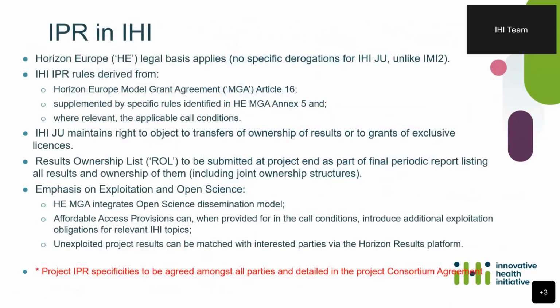As I just said there, for IHI IPR, it's basically the Horizon Europe rules now. We don't have derogations for IHI like we did for IMI2. The IHI IPR rules, you find them in the Model Grant Agreement in Article 16, but they're supplemented very much by Annex 5, where there are very specific IPR rules, first for the JUs and then for the IHI JU. So if we have any IP lawyers on the call, I would strongly suggest looking at Article 16, then Annex 5, and then making sure that you've identified the IHI specific IP rules too.